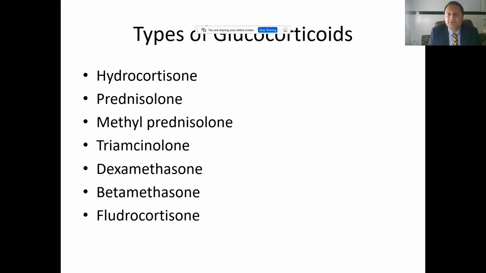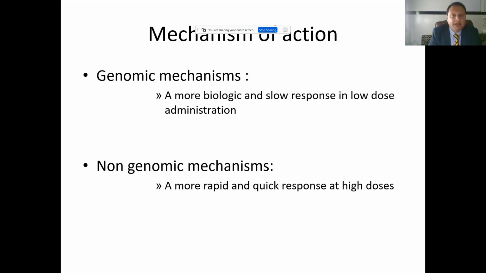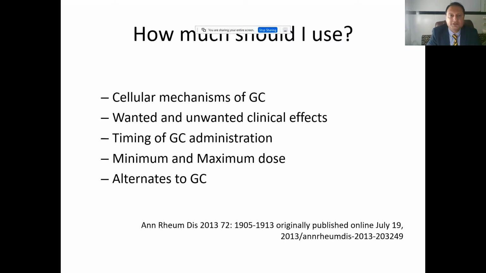There are different types of glucocorticosteroids, as you can see in this slide: hydrocortisone, prednisolone, methylprednisolone, triamcinolone, dexamethasone, betamethasone, and fludrocortisone. And we need to be aware of their basics as well. The mechanism of action is either through a genomic mechanism if the dose is low, and non-genomic mechanisms if we are using these in higher doses.